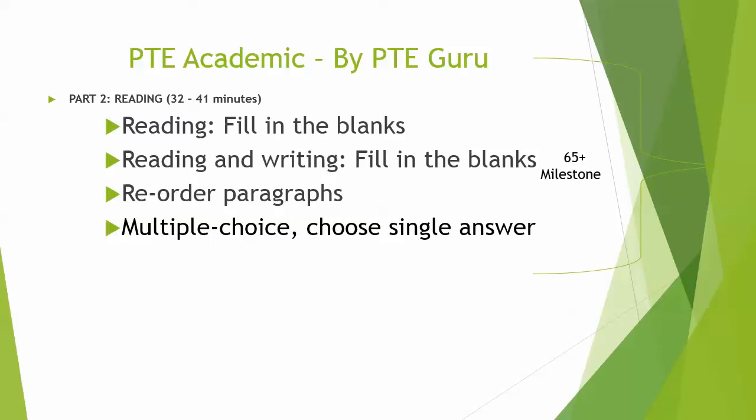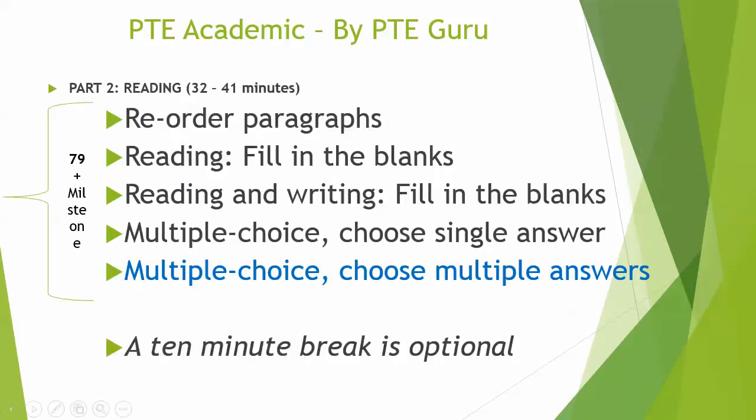If you master these four types of questions, you don't need to spend time on multiple choice, choose multiple answers. You can easily score 65 plus if you are confident in these four types of questions. So I would say multiple choice, multiple answers is the fifth type of question in the exam, and as you can see from this slide, if you want to achieve 79 plus, then you have to master the multiple choice, multiple answers too. After this part 2, there is a 10 minute break in the exam.